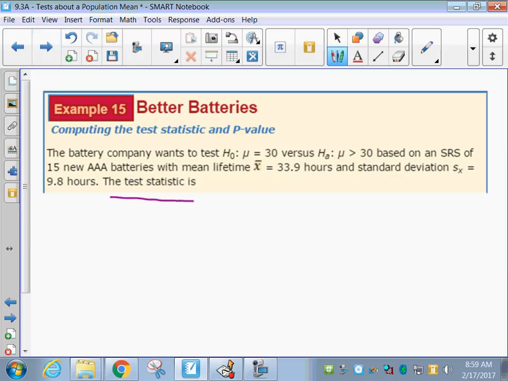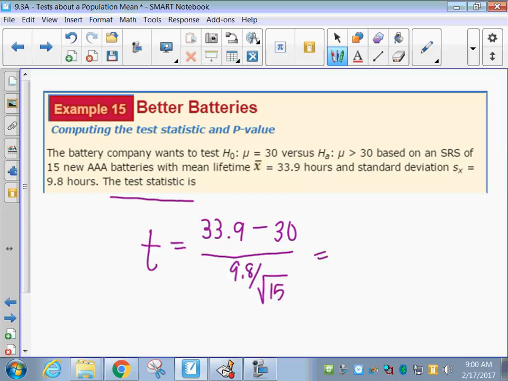So the new test statistic is, all we're calculating on this one is the test statistic. That's all it wants. So if all they want is the test statistic, it's just t, right? So x bar goes first. What do I plug in? 33.9. Okay, minus our mean. What do I plug in? 30. CC, don't zone out on me. And over the standard deviation of, what's Sx? Divided by the square root of n. What's n? Good, our 15 batteries. So this gives me a t-score of 1.54.